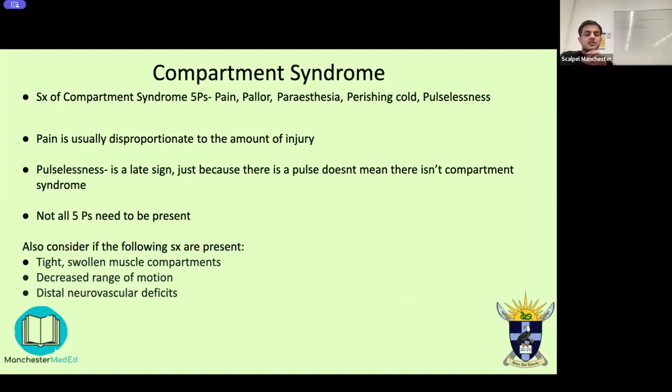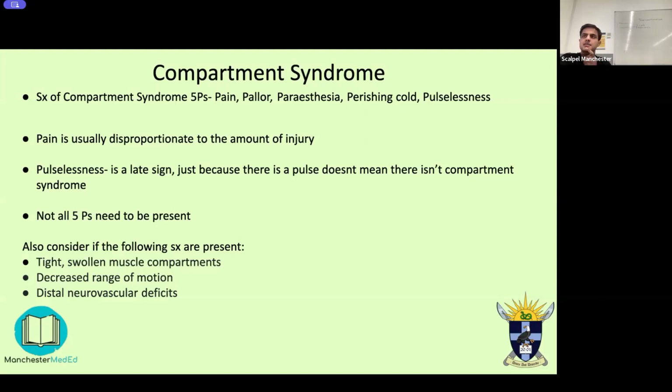The main symptoms are the 5 Ps. So you get pain, pallor, paresthesia, perishing cold, and pulselessness. You don't need all 5 of those, they're just a sort of guideline. Pain is usually disproportionate to the amount of injury this person has had. And if that's one of the symptoms, you're going to suspect compartment syndrome.